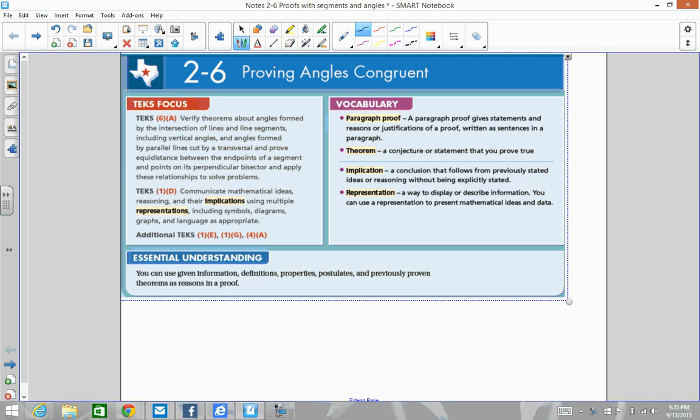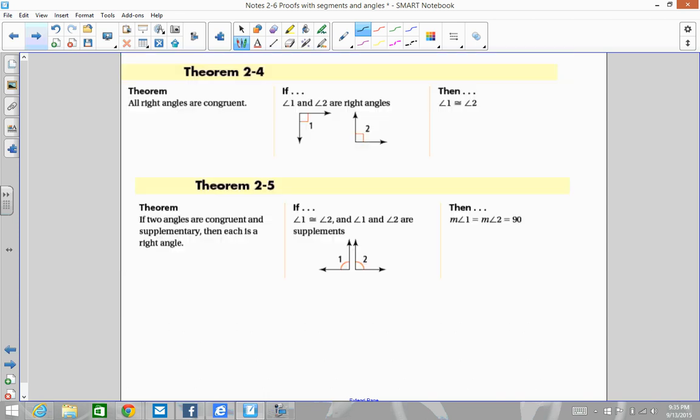So one of our essential understandings is that you can use given information, definitions, properties, postulates, and previously proven theorems as reasons in a proof. Remember that you have to know all your definitions, properties, postulates, and theorems in order to be successful while doing proofs. If you don't know that information, you will not do well with this unit, which will be most of the semester.